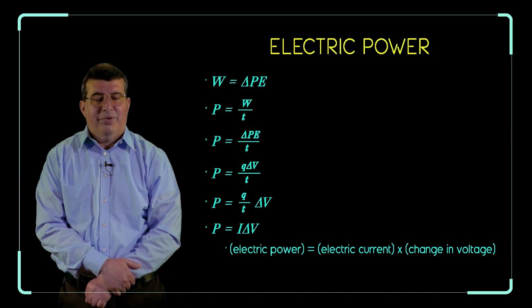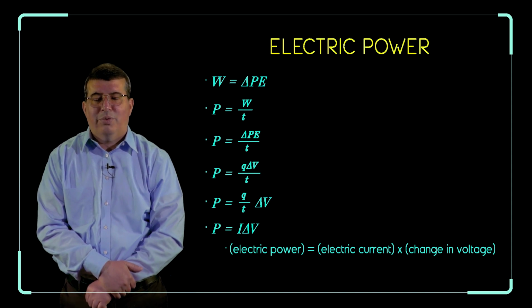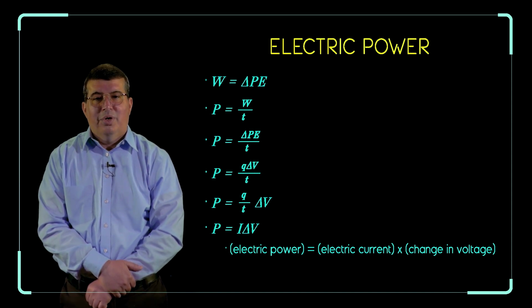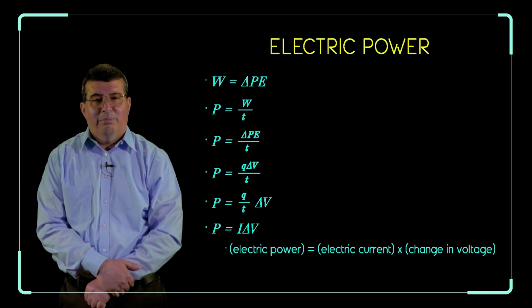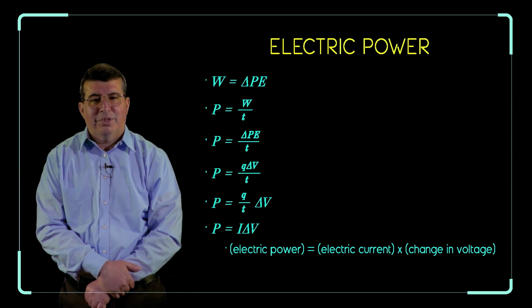So we have not introduced anything new here. This is all stuff that we've already covered. We've just brought it together in a way to discover that electrical power must equal electrical current times change in voltage. Now this is a very useful equation when you look at the appliances in your house. So let's do a couple of examples.